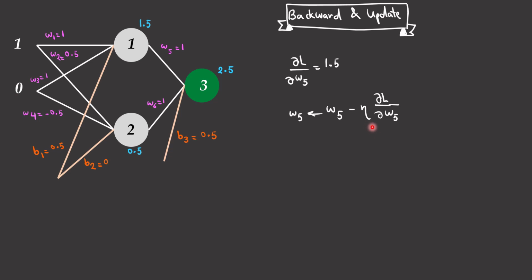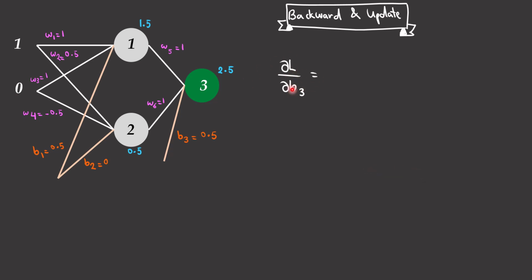And for example, suppose that for this specific problem, we want to choose 1 divided by 100 for the learning rate. And also let's plug in other values. So the partial derivative is 1.5, and the old value of W5 is 1. And if you calculate all this stuff, you can see that the new value for W5 is 0.985.